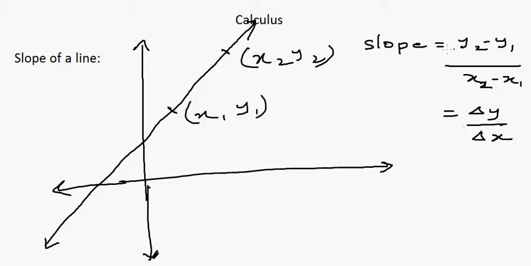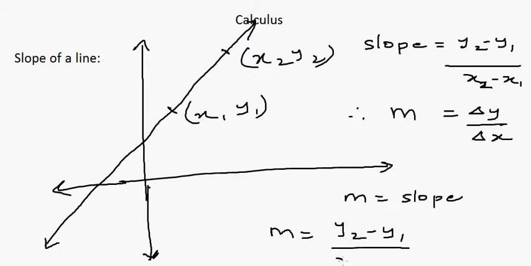One thing to remember is slope is usually denoted with the letter m. So m is nothing but slope, alright? m is slope, and m is equal to delta y upon delta x. That is, m is equal to y2 minus y1 upon x2 minus x1. That's m, right?